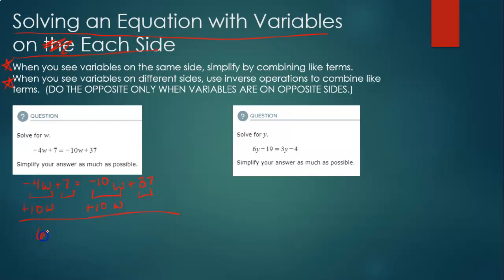Negative 4 plus 10 is 6w, plus 7 equals 37. I'm going to subtract 7 from each side, so 6w equals 30. I'm going to rewrite so that you can continue to see. Divide both sides by 6, and so w equals 5. You pause the video and try this one on your own.